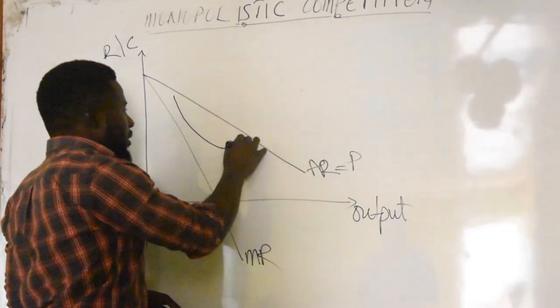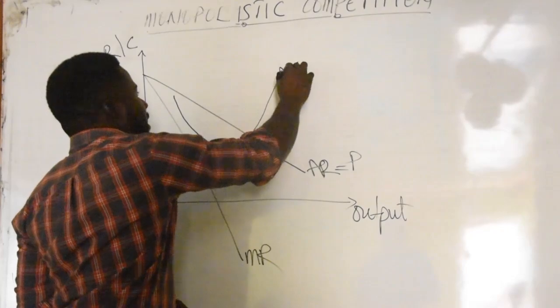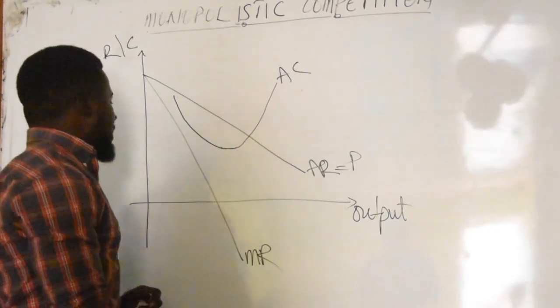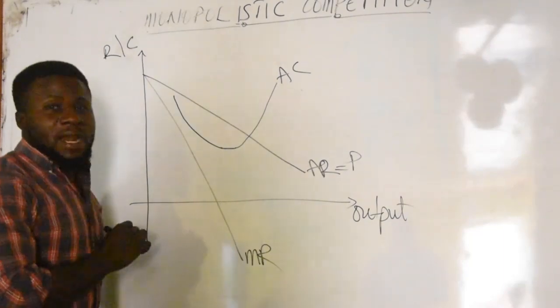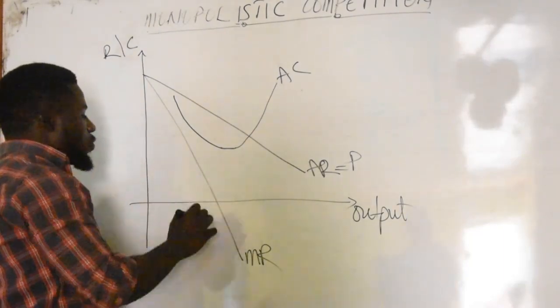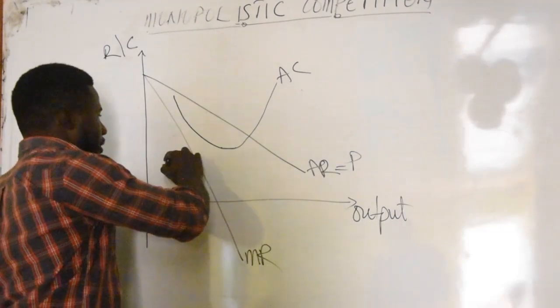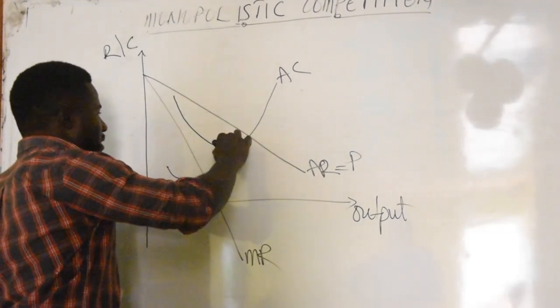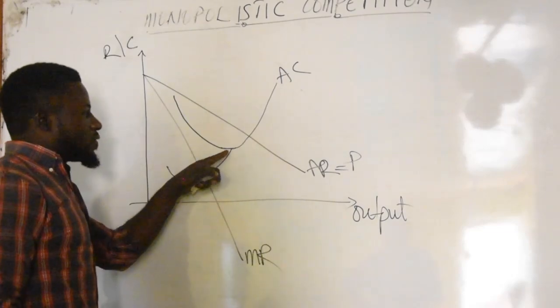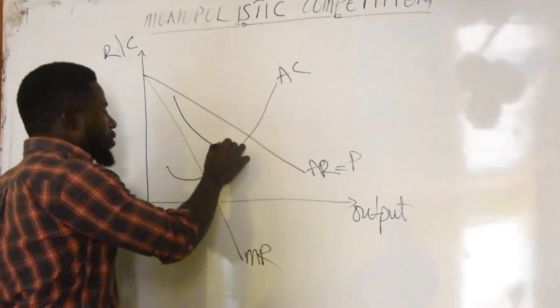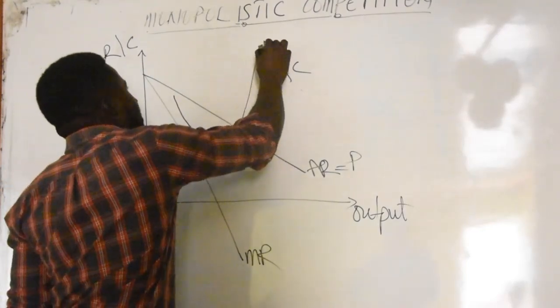And then the average cost curve cuts across the average revenue curve when it is already rising. Then we bring in our last curve, which is our marginal cost curve, which should always begin from behind our marginal revenue curve. And remember, we said that the marginal cost curve should always cut across the average cost curve at its technical optimum output, or the lowest point. This is MC.